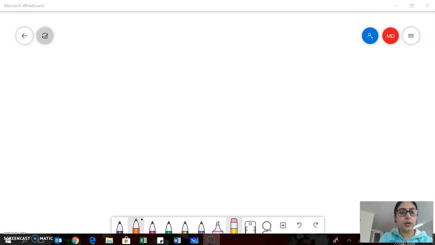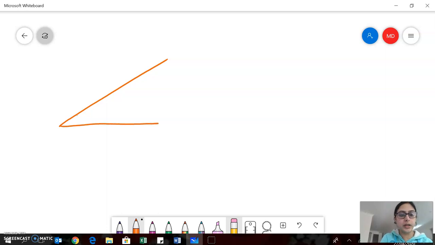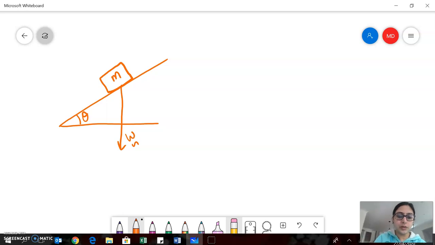Okay, now we are going to learn how to resolve the weight component on an inclined plane. So we have this angle theta here, mass m, and of course we're going to have weight acting downwards. So we need to resolve anything that's not in the i direction or j direction. The i direction here is parallel to the ramp, the inclined plane, and the j direction is perpendicular to the inclined plane. And we can clearly see weight is not acting in either of those directions.